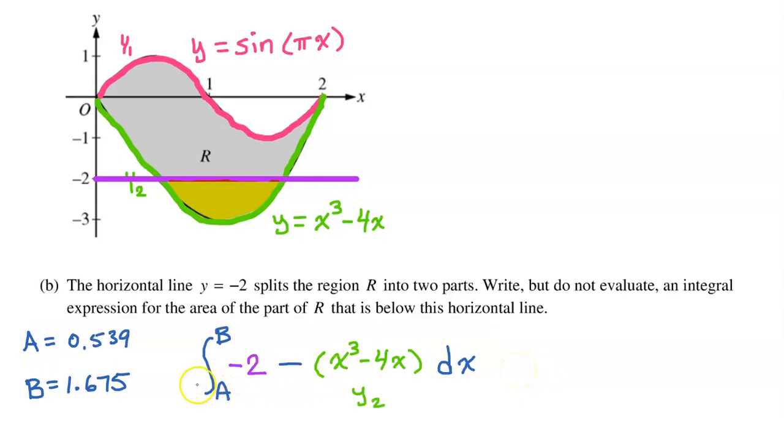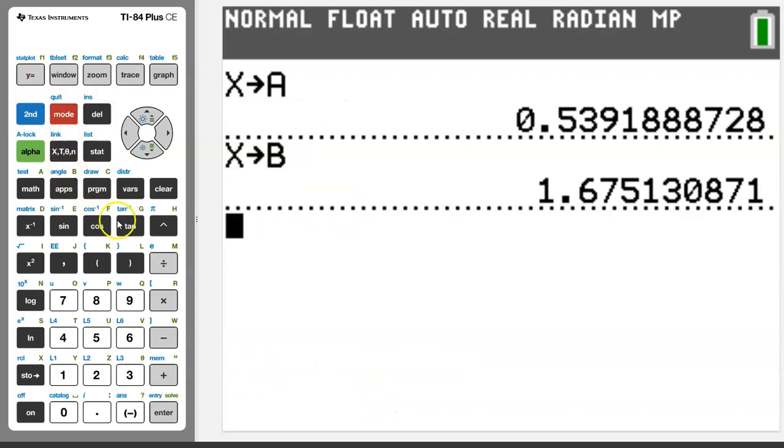And now we can type this into our calculator to evaluate. Just remember that the second function is y2. So we can just integrate from a to b and do -2 minus y2. Back to the calculator. To integrate, hit Math and choose option 9. We are integrating from A to B. So hit alpha A and then alpha B.